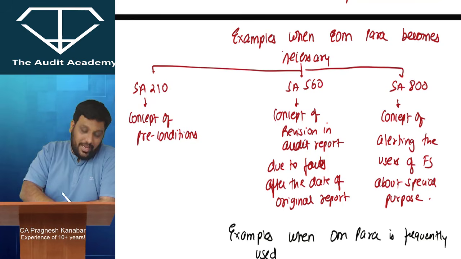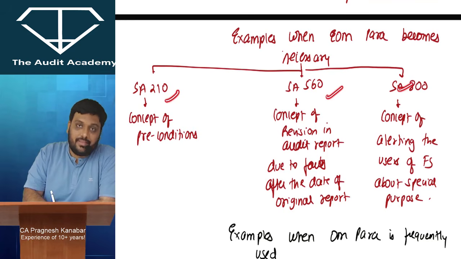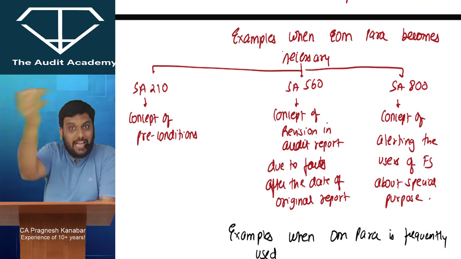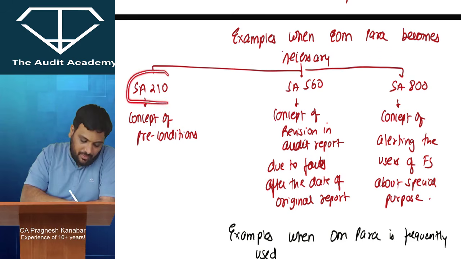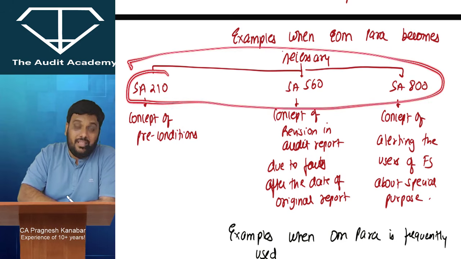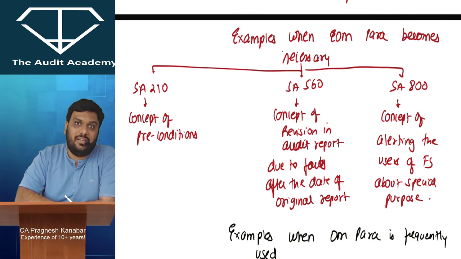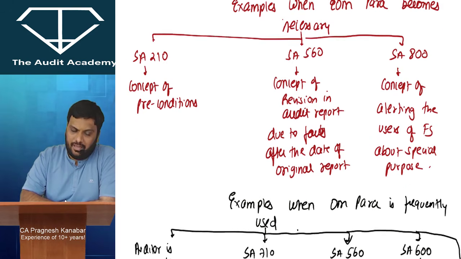Right? So as of now, I have just written the number of those essays. But you will feel this when I actually revise those essays. Essay 210, Essay 560 and Essay 800. As of now, just remember these 3 numbers. In these 3 essays, you will see that compulsorily we will use an emphasis of matter paragraph.